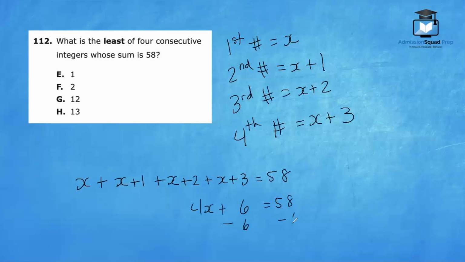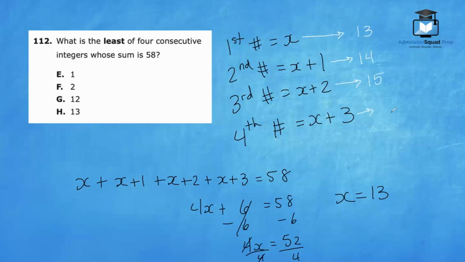We can subtract 6 on both sides. We have 4x equals 52. And our last step is to divide by 4 on both sides. So x is 13. Since x is 13, let's find the value of each consecutive integer. We have 13 here. 13 plus 1 is 14. 13 plus 2 is 15. And 13 plus 3 is 16. So our 4 consecutive integers are 13, 14, 15, and 16.